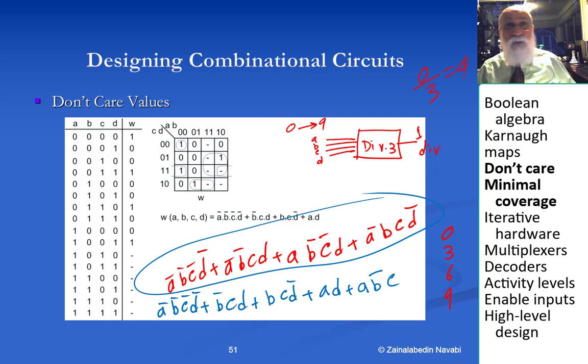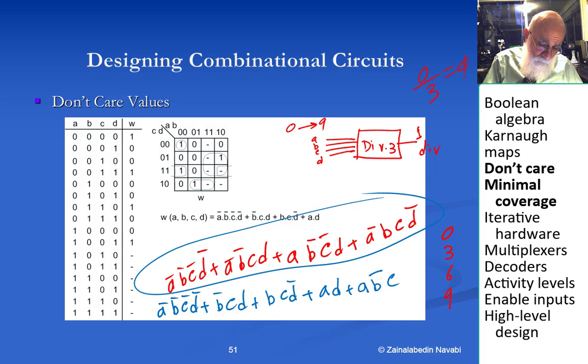And for the values I don't have, or I don't care, or the input combinations that are not supposed to happen, I put dashes or don't cares. Okay? In mapping, if they can help me create larger maps, I use them. That's it. If they don't help me create larger maps, I just ignore them. Okay, so let's do this.